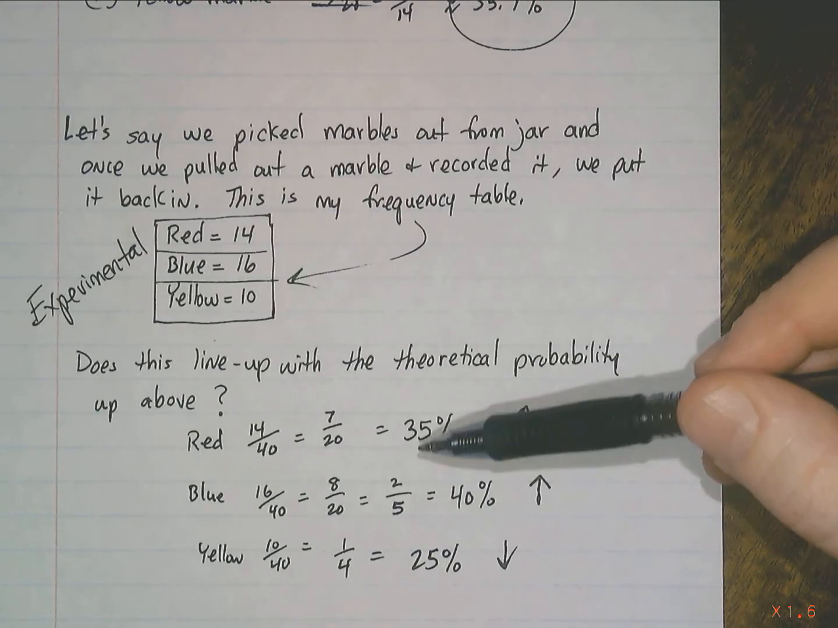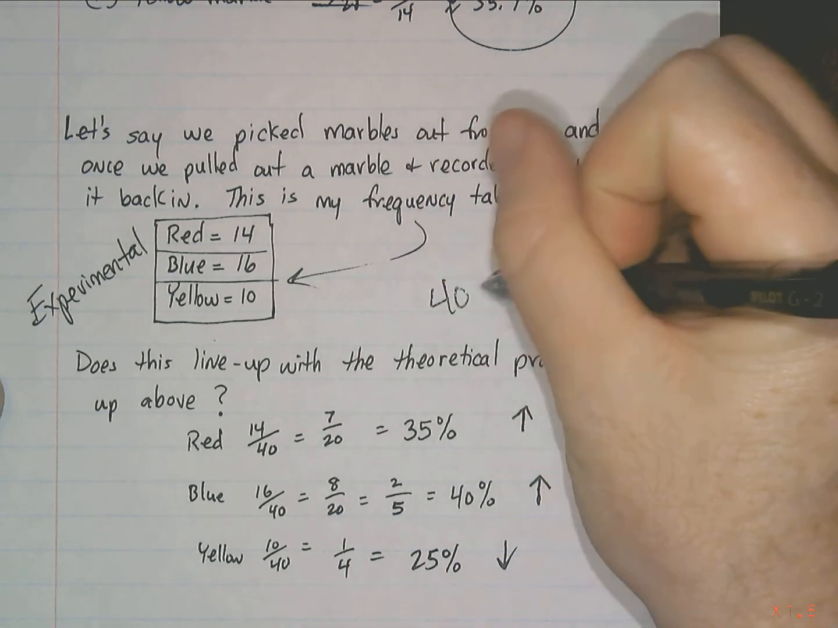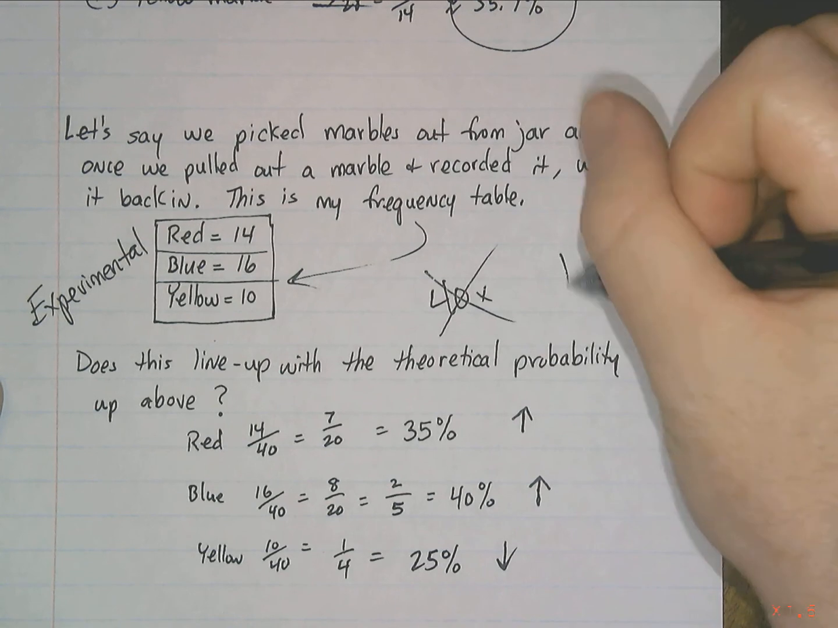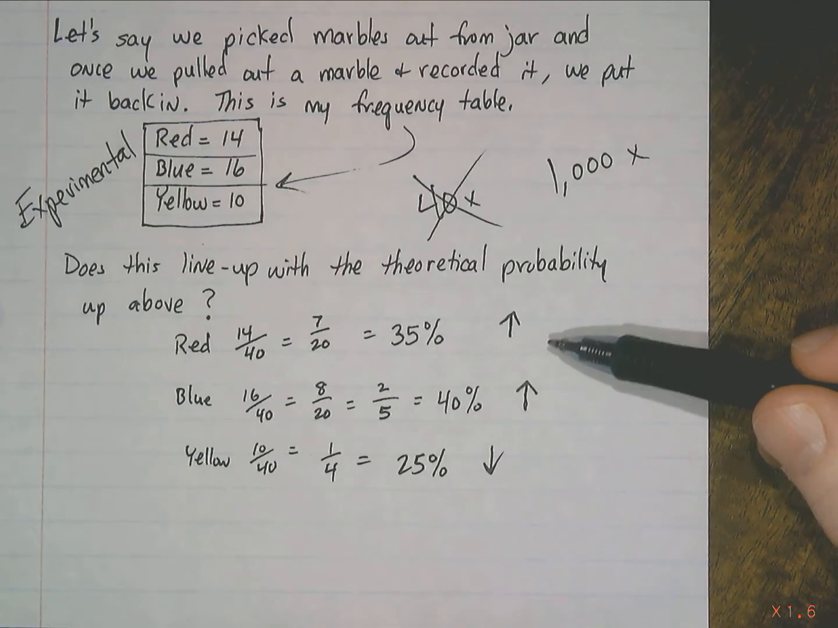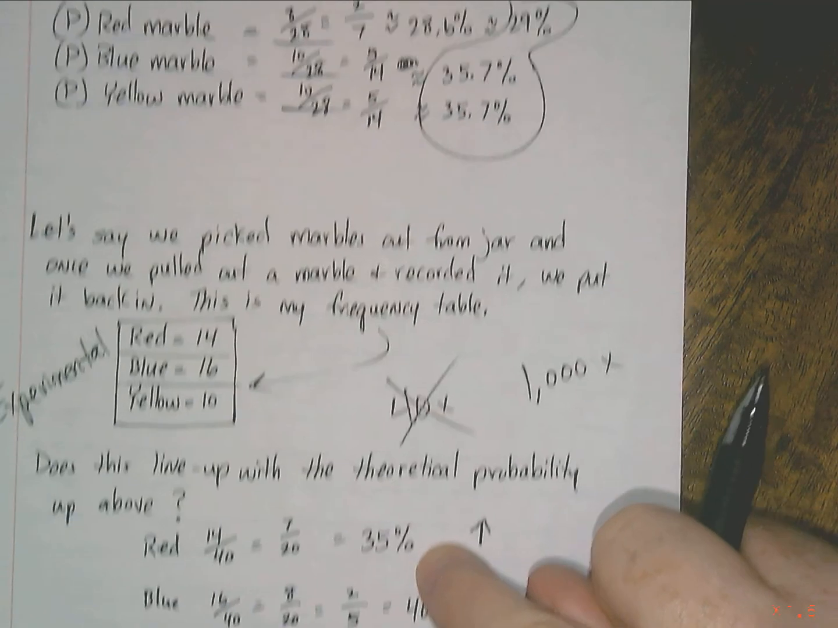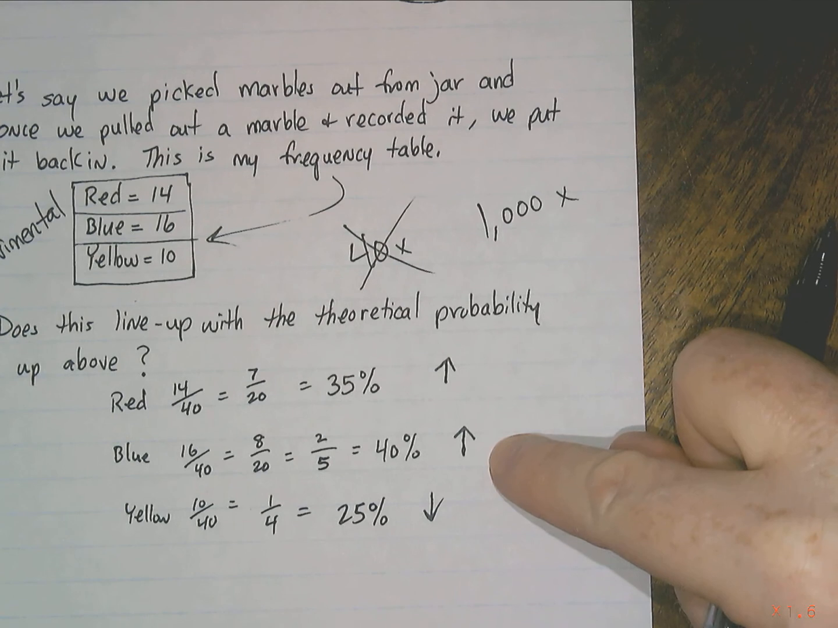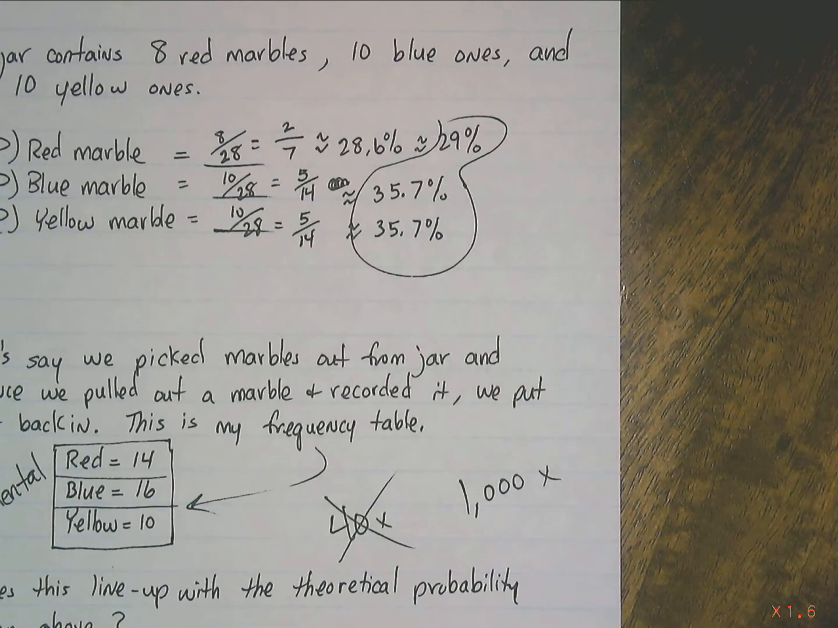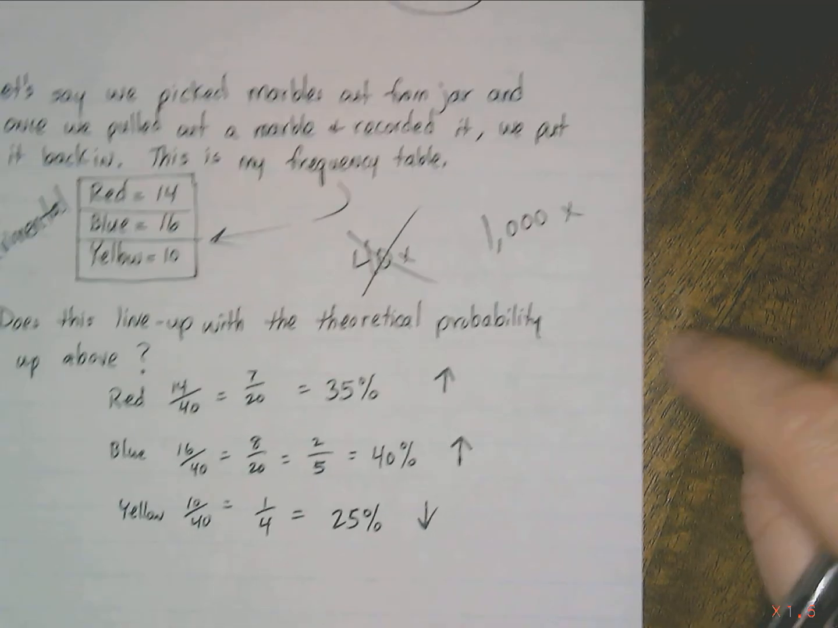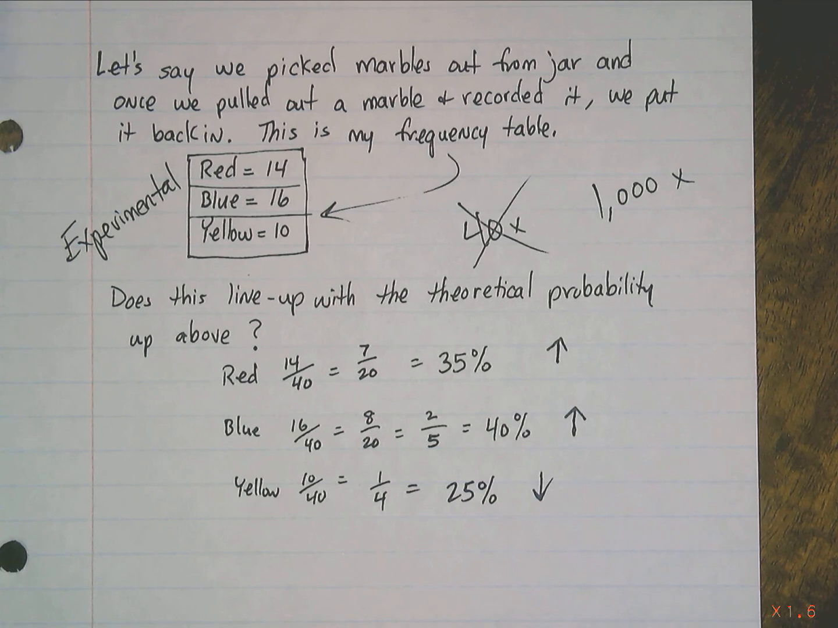The more that you do this, the many more times, 40 times is not going to be enough. But let's say I did this, not 40 times, but 1,000 times. If I did this 1,000 times, I can guarantee you that this 35% is going to go down closer and closer and closer to 29%. And this 40%, same thing. This 25% is going to increase. It's going to get closer and closer to that 35%. It won't be exact. Okay, they'll never quite line up exactly the same, but they'll get closer to each other the more times you do it. Okay, hopefully that makes sense.